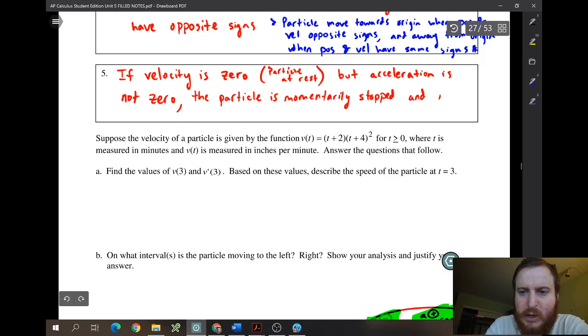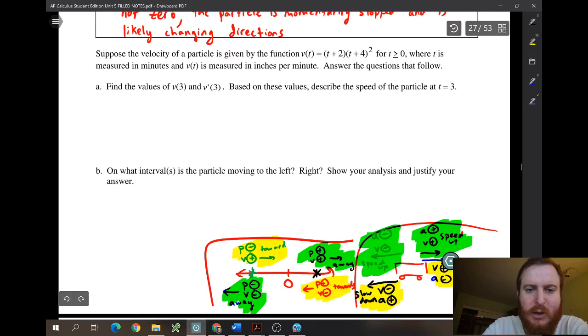And I'm going to say is likely changing directions. Now, the reason it doesn't have to be changing directions is it could stop and keep going, right? But essentially what's going to happen here, you don't have to draw this in. I'm going to just kind of draw first. So we're in our car, right?